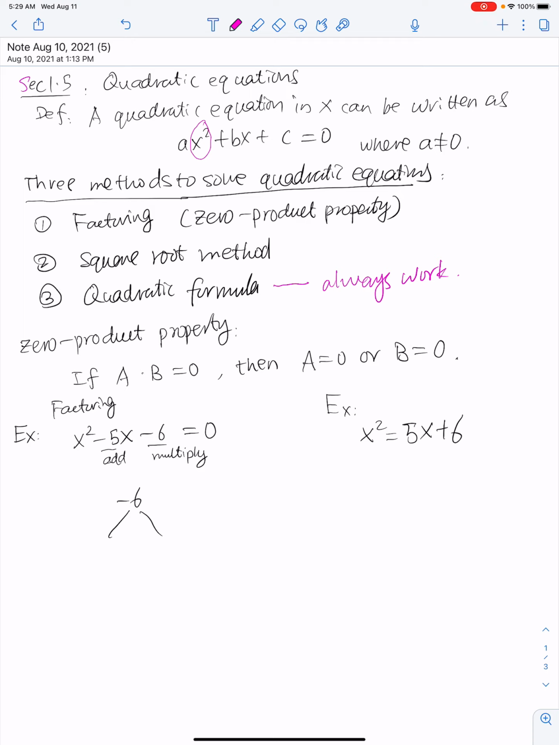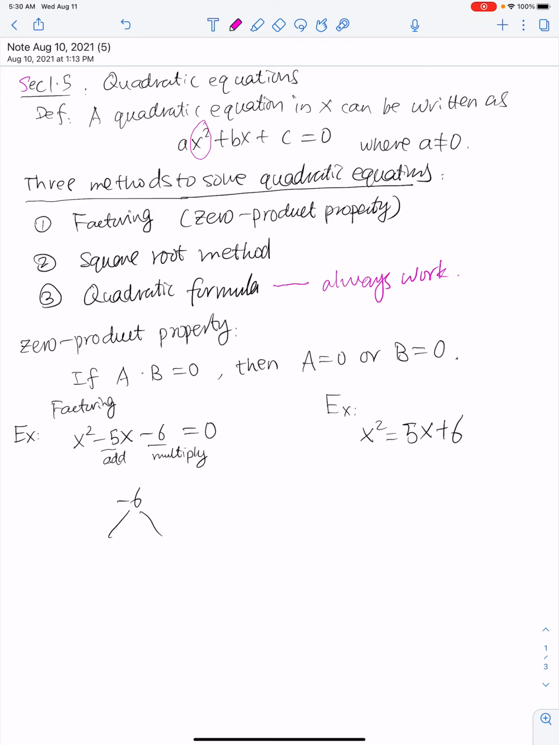The first one is the zero product property, which is very useful for factoring. It is the foundational rule for how to use factoring. If a times b equals 0, then a equals 0 or b equals 0. If two numbers multiply together to give you 0, then one of the numbers has to be 0, or both numbers are equal to 0. So we want to use this technique to solve the equation.